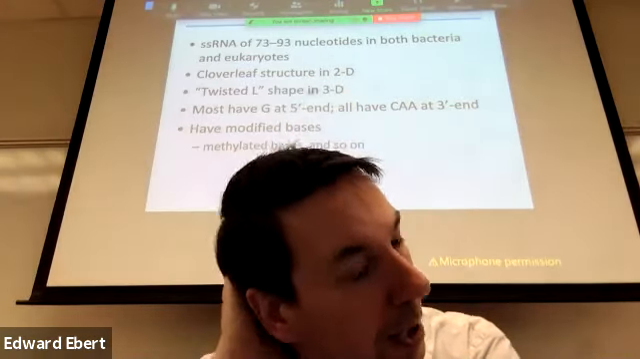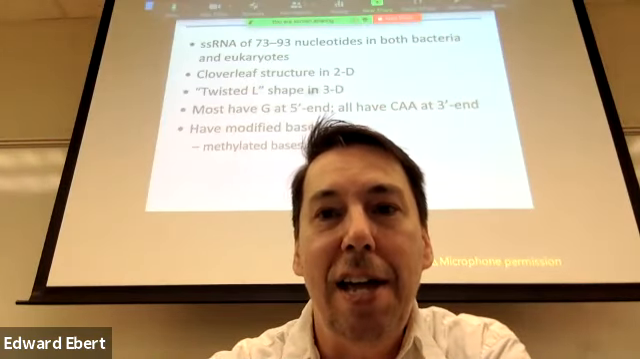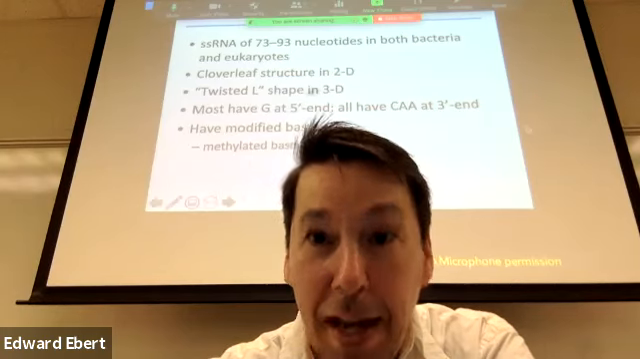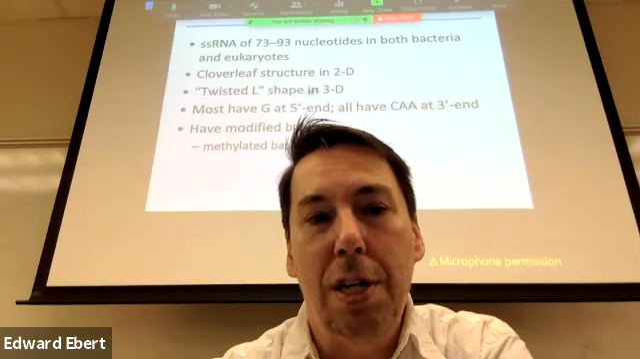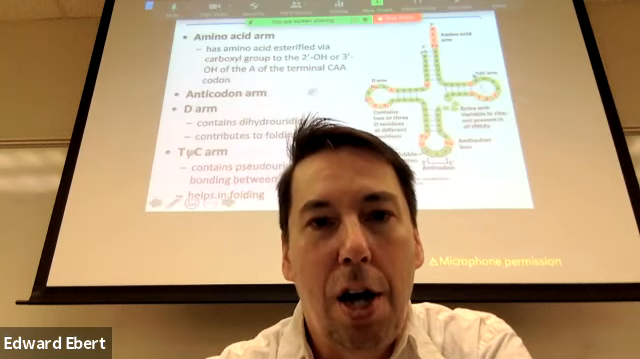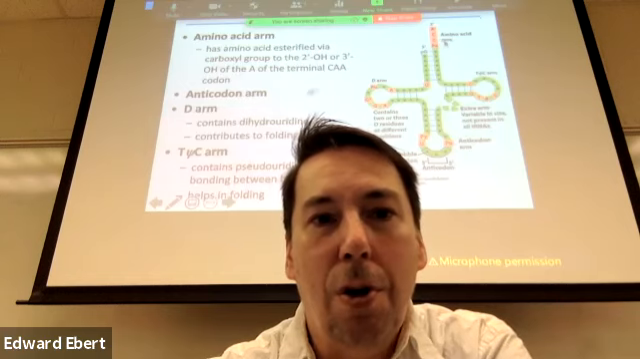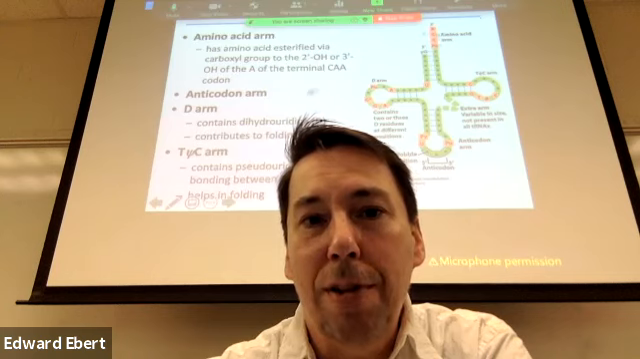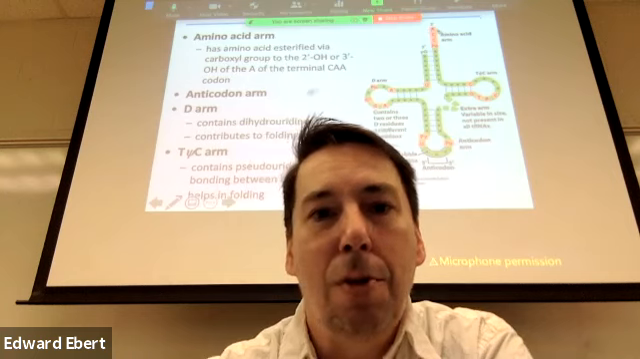Most of them will have a guanosine at the 5' end. They will all end in that CCA in the 3' end. And tRNAs have tons of modified bases, pseudouridine, various methylated components, and so on and so forth. Okay, that CCA is our amino acid arm in there. That is going to hold the amino acid. Basically, whatever amino acid we see is going to be acylated onto this arm.